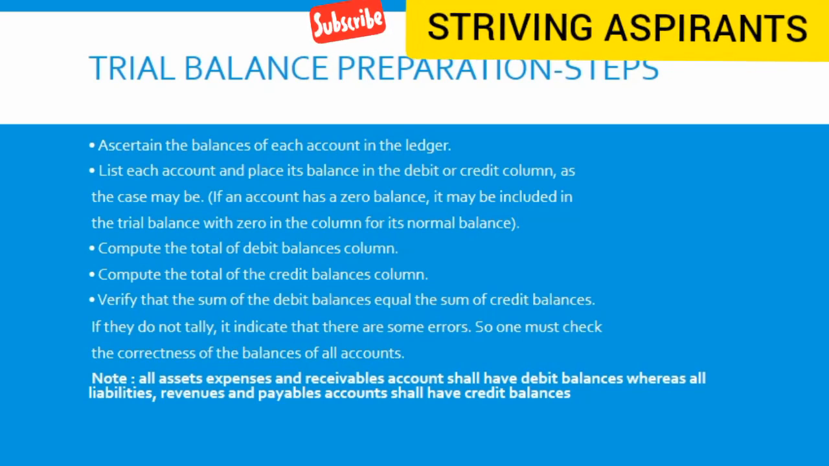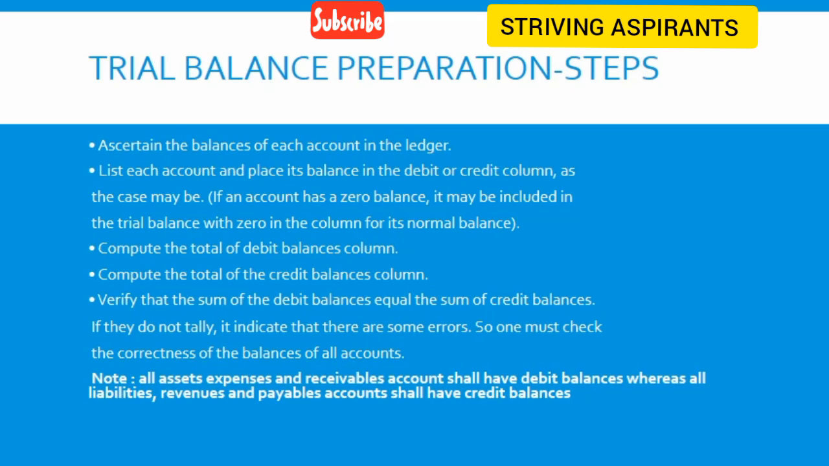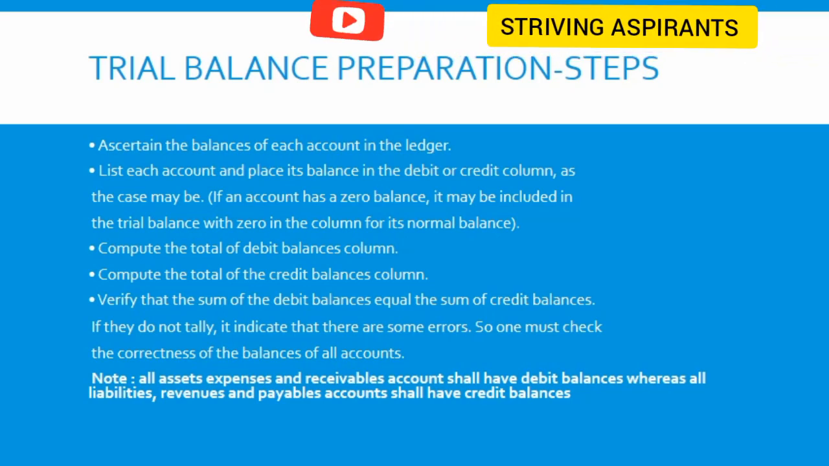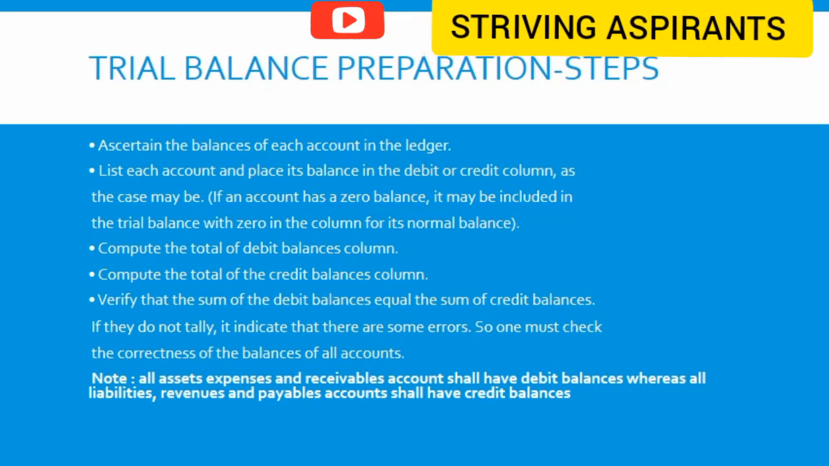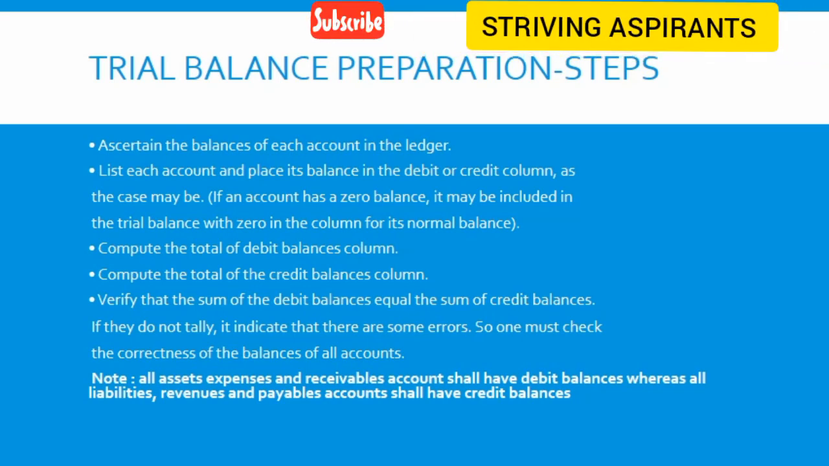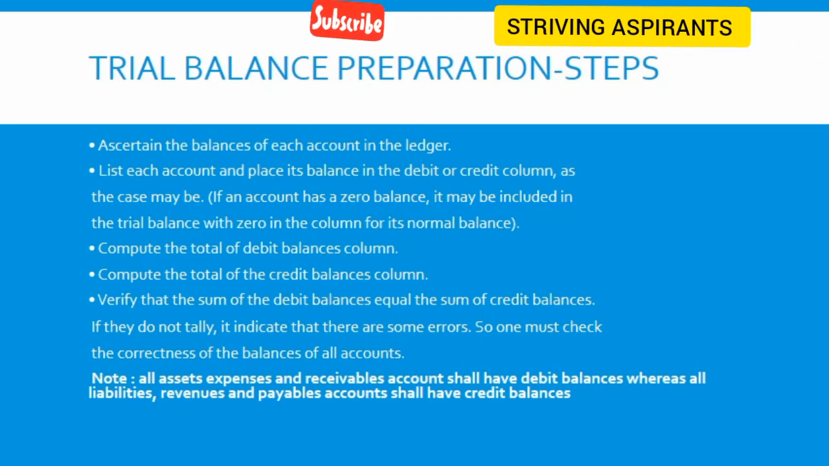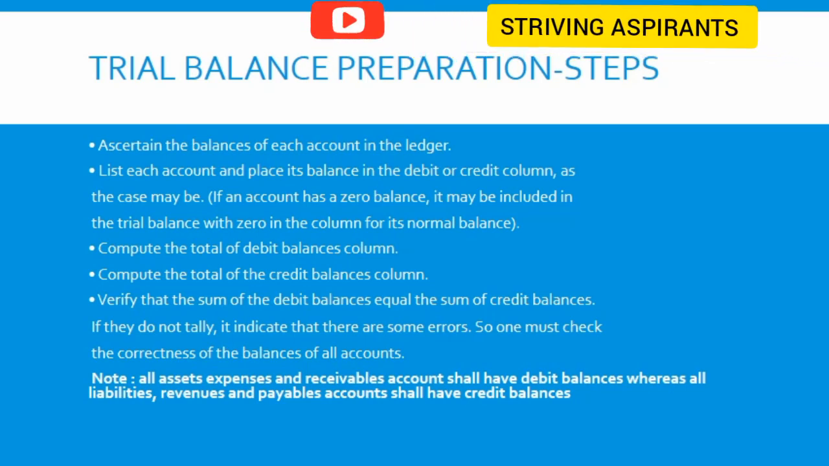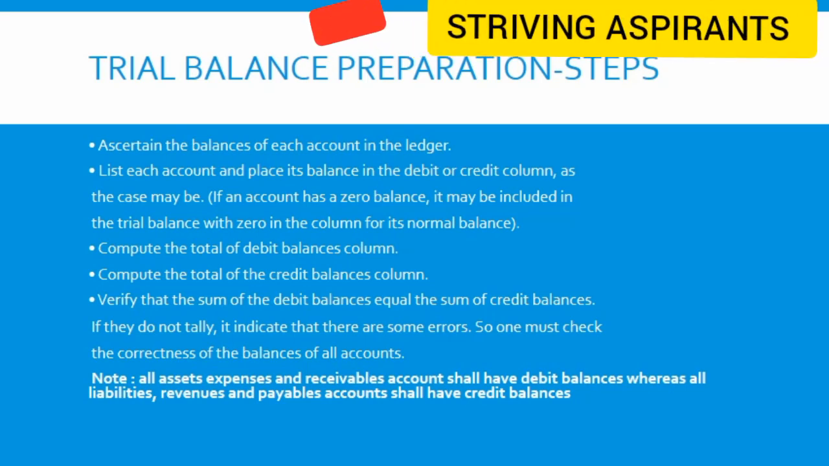Then compute the total of debit balance column. Then compute the total of credit balance column. Verify that the sum of debit balance is equal to the sum of credit balance. If they do not tally, means if they are not equal, it indicates that there are some errors. So one must check the correctness of the balance of all the accounts. So these are the steps to prepare trial balance.